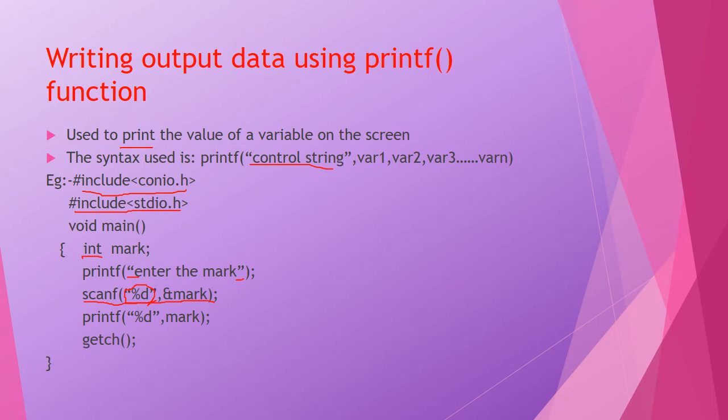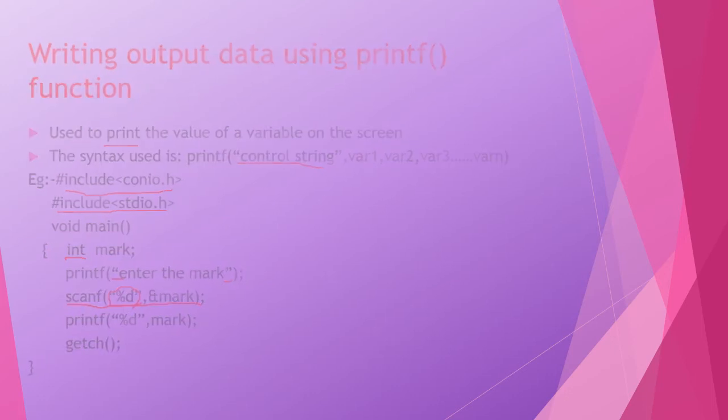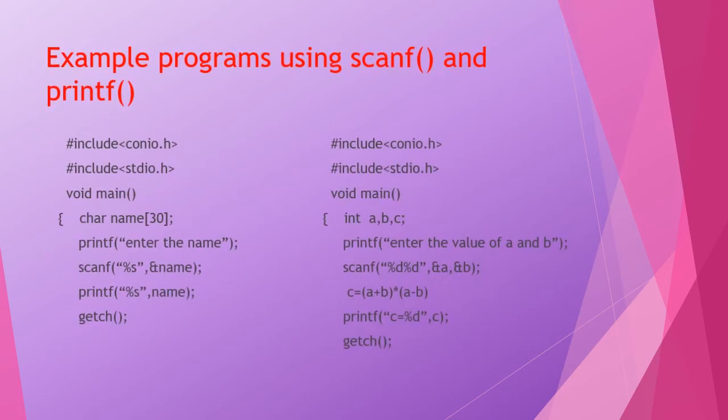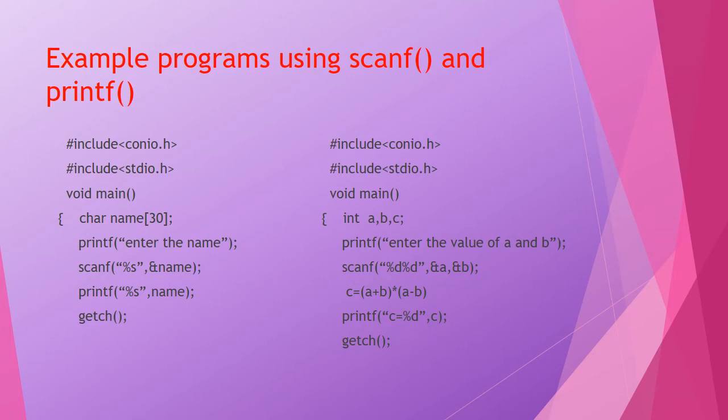Next, I want to print it without this ampersand. I can write the control string and mark. There is a difference between scanf and printf: there is no ampersand in the case of the printf statement. Now we can have getch and close the program. These are examples regarding scanf and also printf.